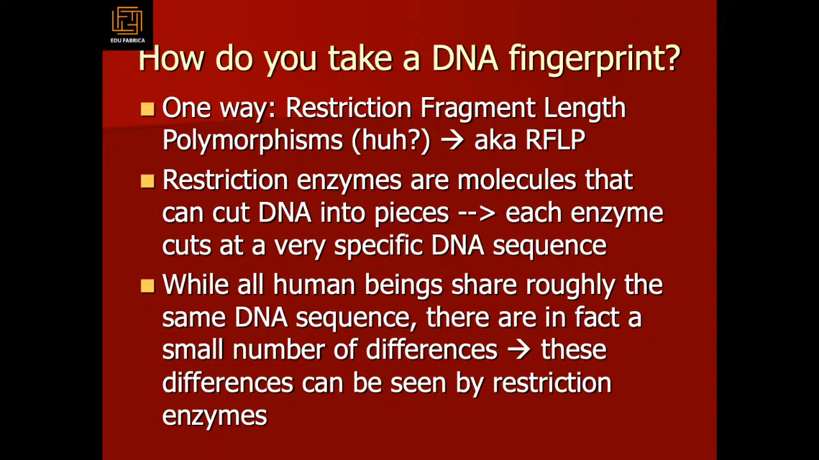So how do you take a DNA fingerprint? One way is restriction fragment length polymorphism, RFLP, which we have just discussed. Restriction enzymes are molecules that cut DNA into pieces, and each enzyme cuts at a specific DNA sequence. All human beings have roughly the same DNA sequence, but there are some small changes, and these differences can be seen by the restriction enzymes.